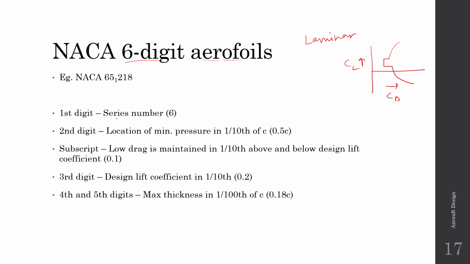Here the first digit is always 6, which is the series number, and the second digit is the location of minimum pressure in 1/10th of C. So the second digit is 5, and this is 0.5 C. The subscript denotes the size of this low drag region. So what is the size of this bucket?